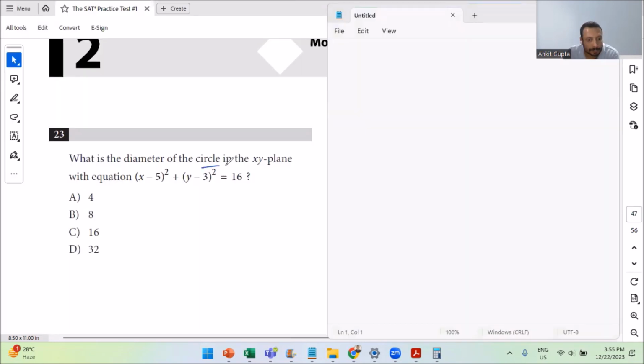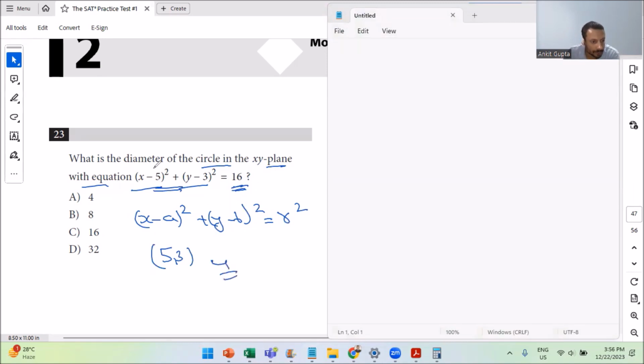What is the diameter of the circle in the xy plane with the equation (x minus 5) squared plus (y minus 3) squared is equal to 16, right? We know the equation of a circle with center (a, b) is (x minus a) squared plus (y minus b) squared is equal to r squared, right? That means this circle has a center at point (5, 3) and has a radius squared of 16. So that means it has a radius of 4.